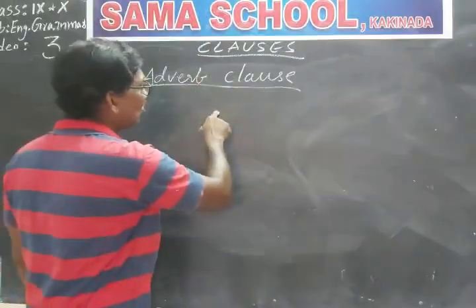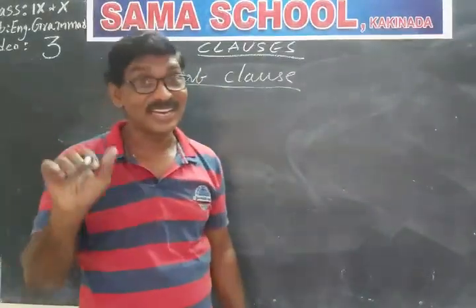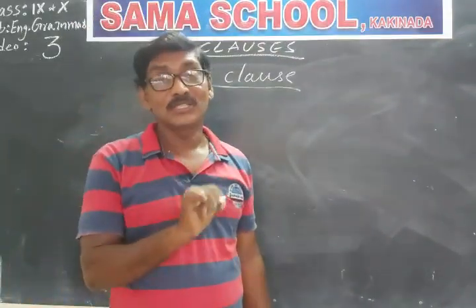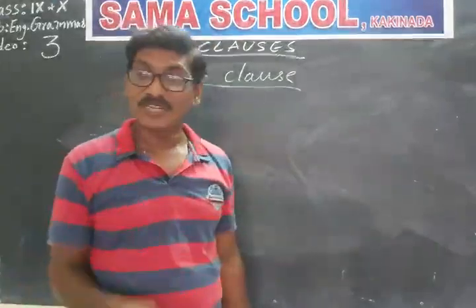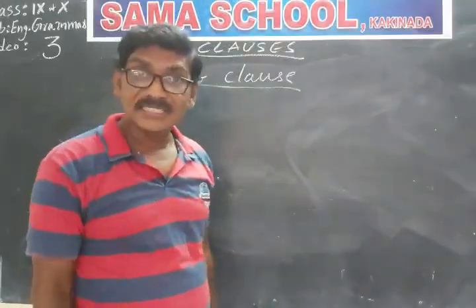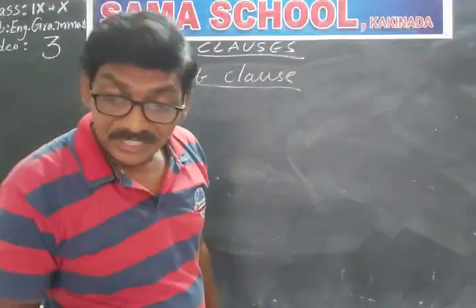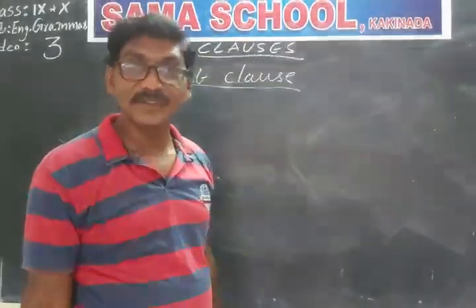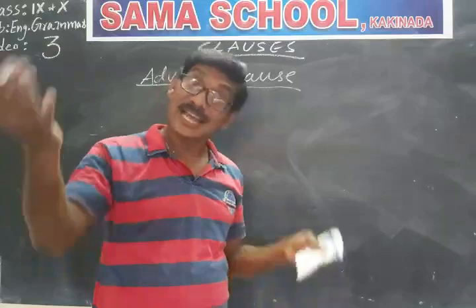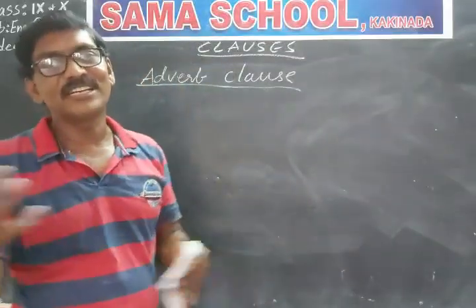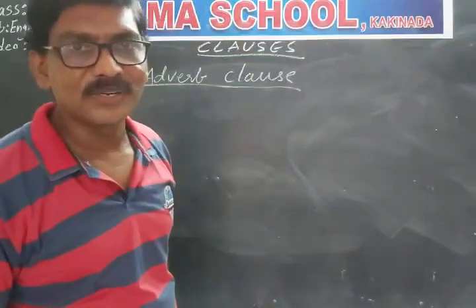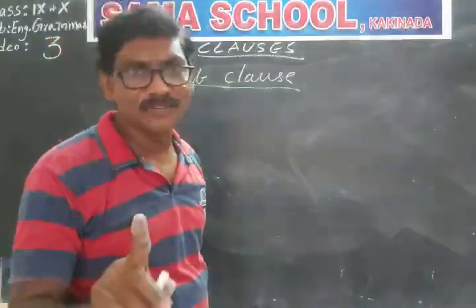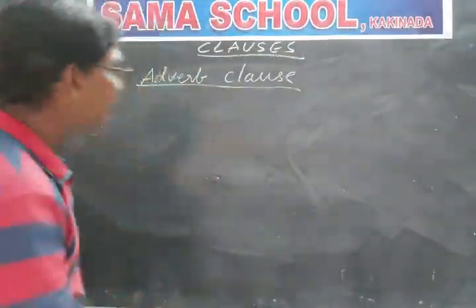Now, under this adverb clause, there are 7 types. Just as in parts of speech, I reminded you about the kinds of adverbs: adverb of manner, adverb of time, adverb of degree, adverb of place, adverb of concession. These are different types of adverbs. Like that, clauses are also of different kinds, 7 kinds of adverb clauses. Now, the first one, I will tell you with one example only. The first one is adverb of time.